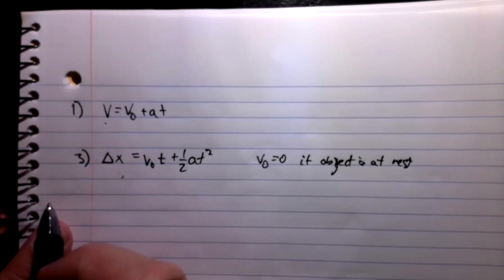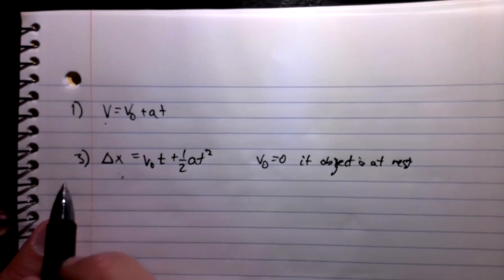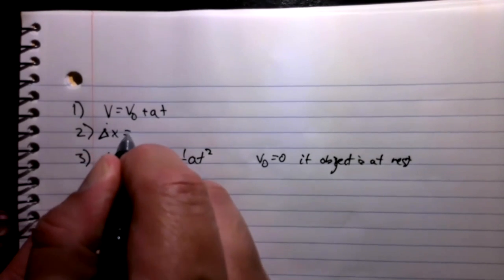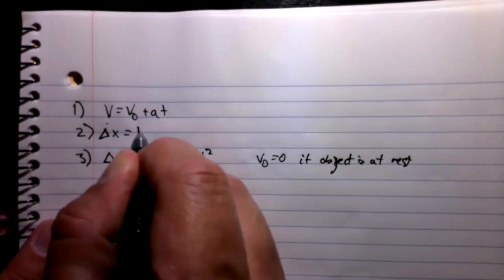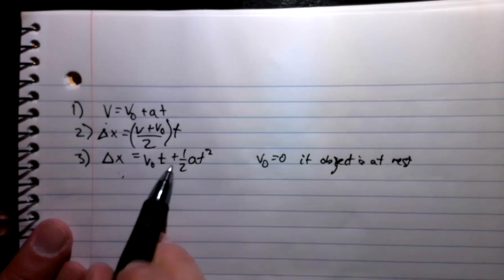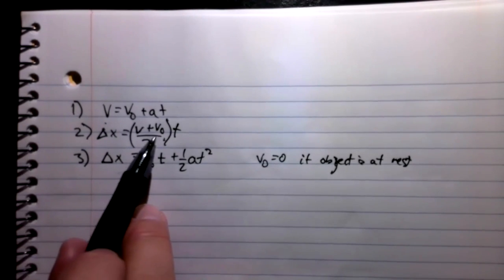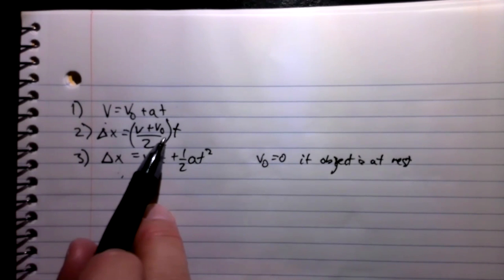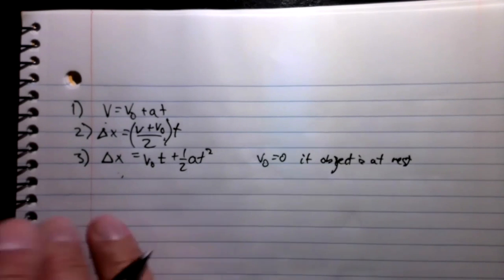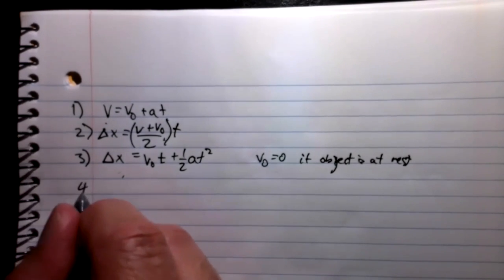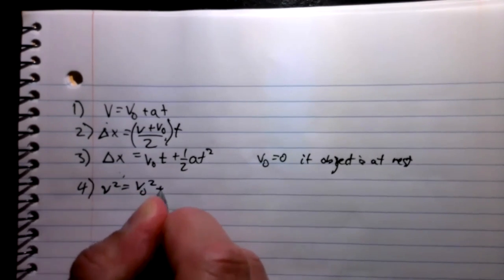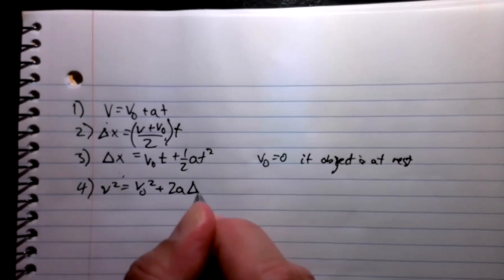So if you don't have any acceleration in the x direction, right? So here's equation 2. Then we've got delta x equals (v plus v0) over 2, all times t. This is good in the x direction if you only have a velocity and there's no acceleration, okay? Then the final one, if you're missing a time or you just don't want to find the time, then you can use this expression, v squared equals v0 squared plus 2a delta x.